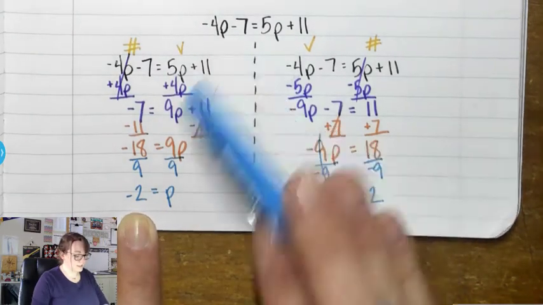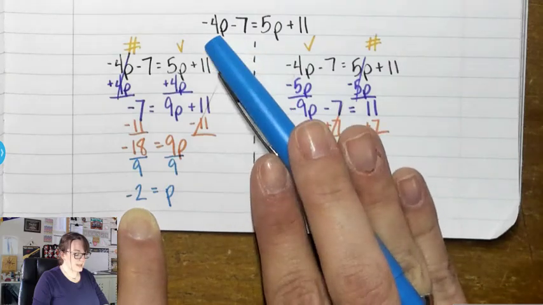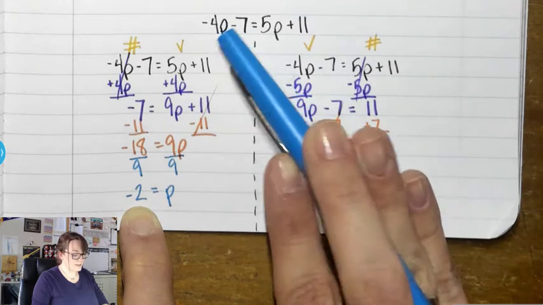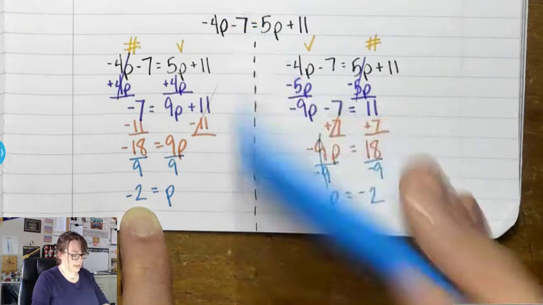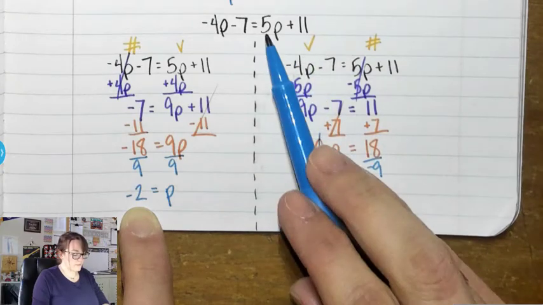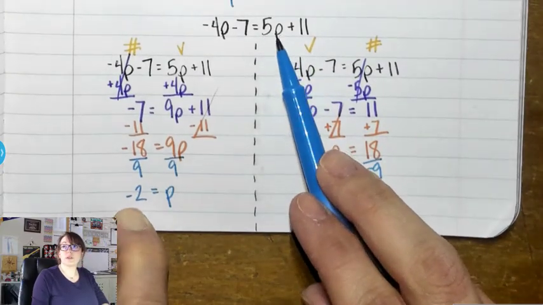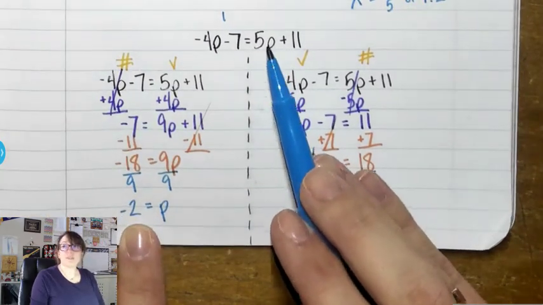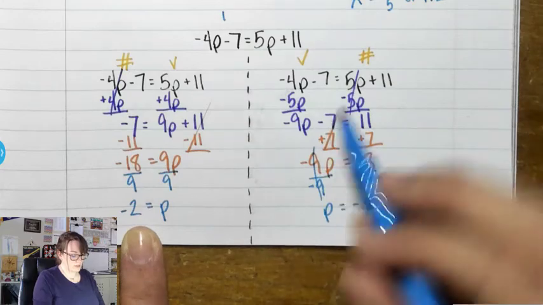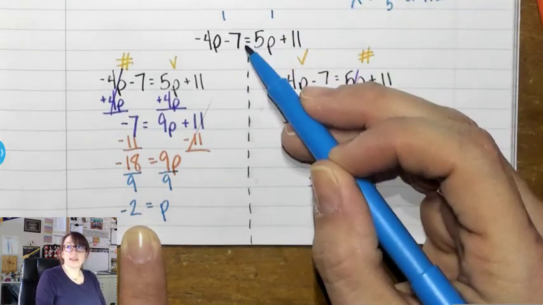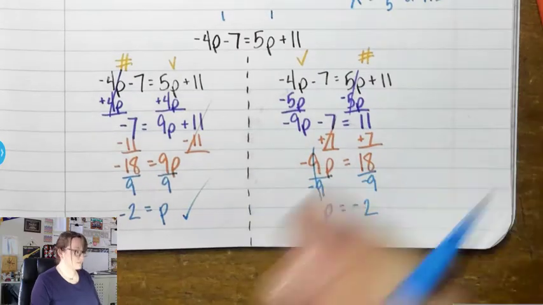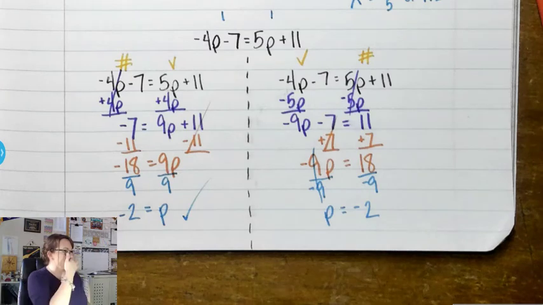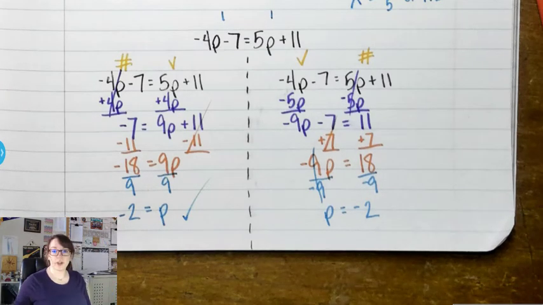So if you've got negative 2, what's negative 4 times negative 2? Okay, what's 8 minus 7? Okay, so I'm getting 1 on this side. What's 5 times negative 2? Negative 10. What's negative 10 plus 11? 1. Does 1 equal 1? So you know you did it right. If you get 5 equals 2, then it's wrong. Your answer's wrong. Okay? That's it.